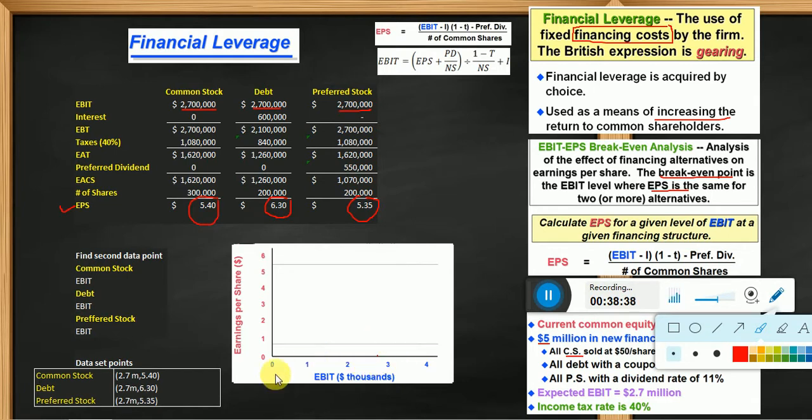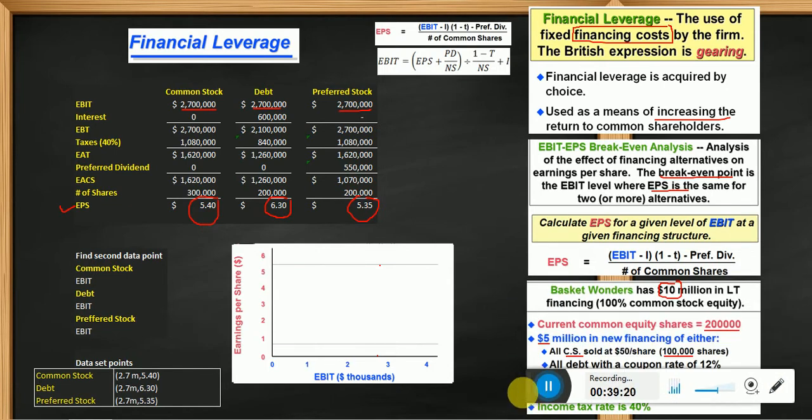The second value we have is 5.40, so this is 5, and this is 5.4 at this point. You can say this point is the intersection point between these 2 lines. Only one point is not enough for us. We found that for the common stock, 2.7 million EBIT and 5.4 earning per share come at this point. But if we do not have a second point, we cannot draw this graph, right? That is why we try to find another data set point for drawing a graph.